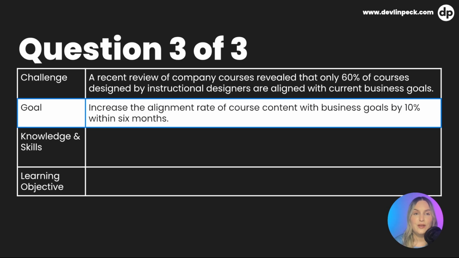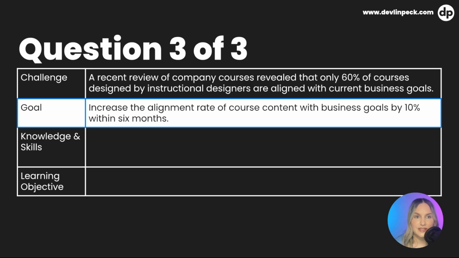Here's our goal. We're going to increase the alignment rate of course content with business goals by 10% within 6 months. Now, that number might sound really low, but if you think about it, it's pretty realistic, because that means that the instructional designers basically have to look at all of their courses and start aligning them, which is a lot of work, as you probably know. And so this goal is pretty realistic.